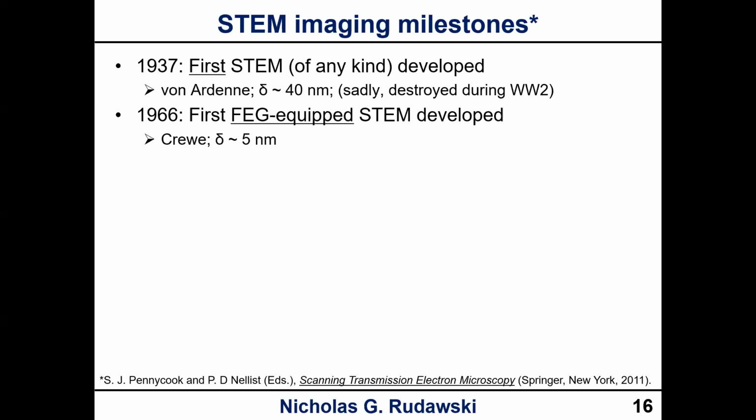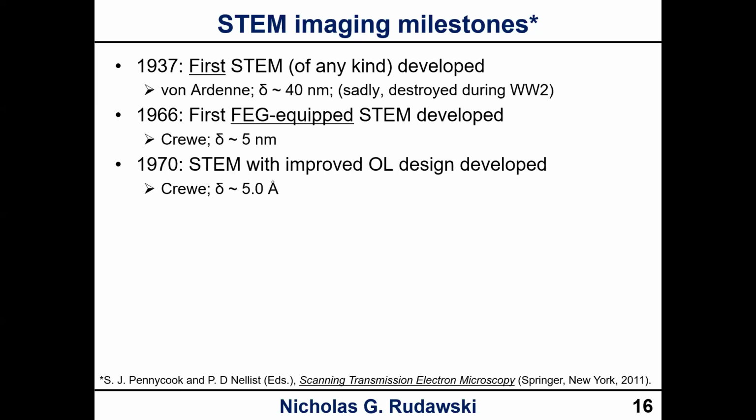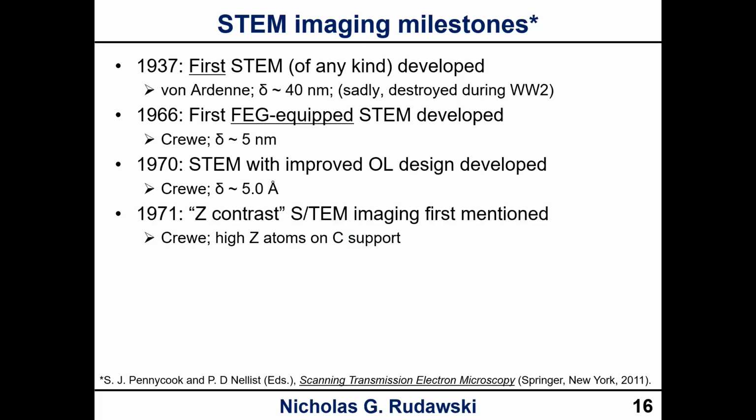And then it took about 30 years for there to be another advancement, but the STEM that was equipped with a FEG was developed, and we got a big bump in the resolution. Okay, so about an order of magnitude improvement. And then a few years later, we got another increase in the resolution by improving the objective lens design, and about, again, a factor of 10 improvement.